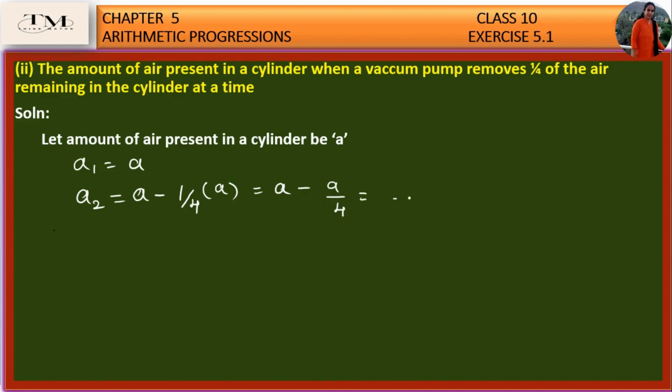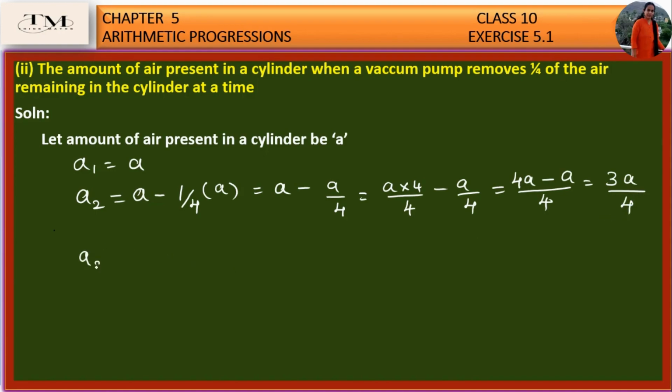So it is nothing but a minus a by 4. If I take LCM 4, I should multiply by 4 here. Otherwise, you can do it in this way. You have to make both the denominators 4. So for that, in the first term, you have to multiply by 4 and divide by 4. So a into 4 divided by 4 minus a by 4. When the denominators are the same, you can put the same denominator here, and subtract or add the numerators. So it is 4a minus a, which is 3a divided by 4.